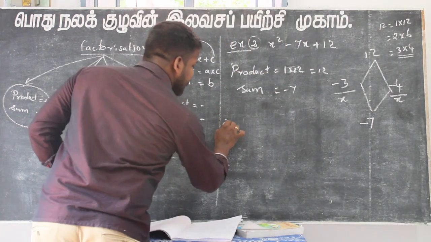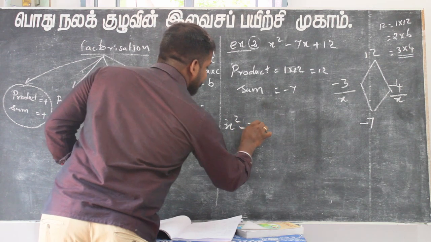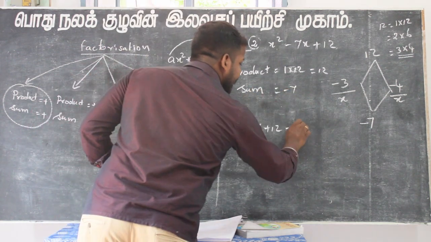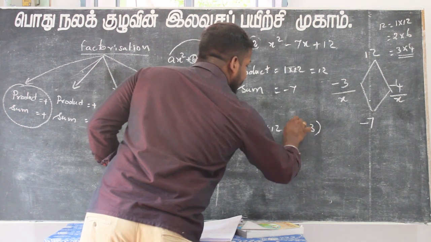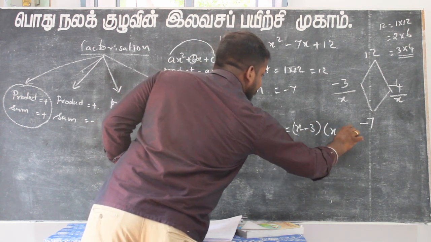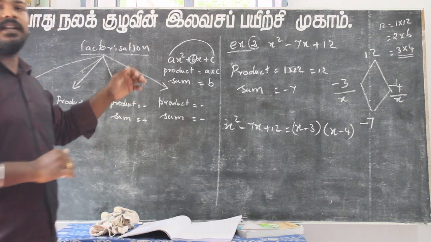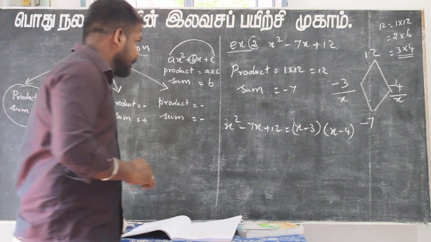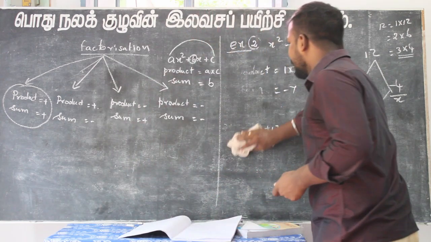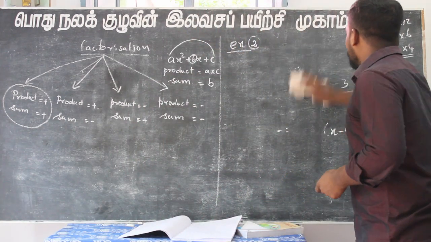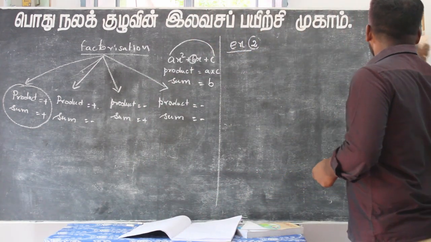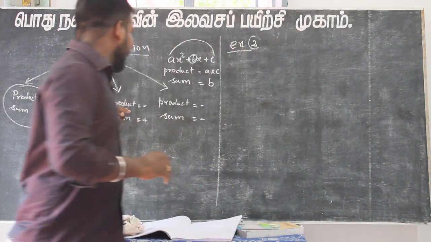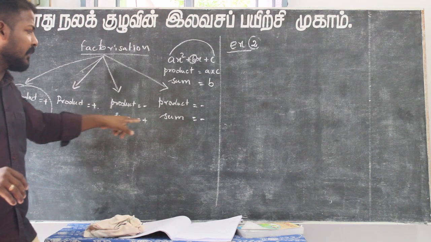So the factorization of x square minus 7x plus 12 is equal to, how can we write directly? You can write x minus 3 into x minus 4. This is your second case. Next we will move to the third case. What about the third case? Your product is negative, your sum is positive. So the third case is product is negative, sum is positive.